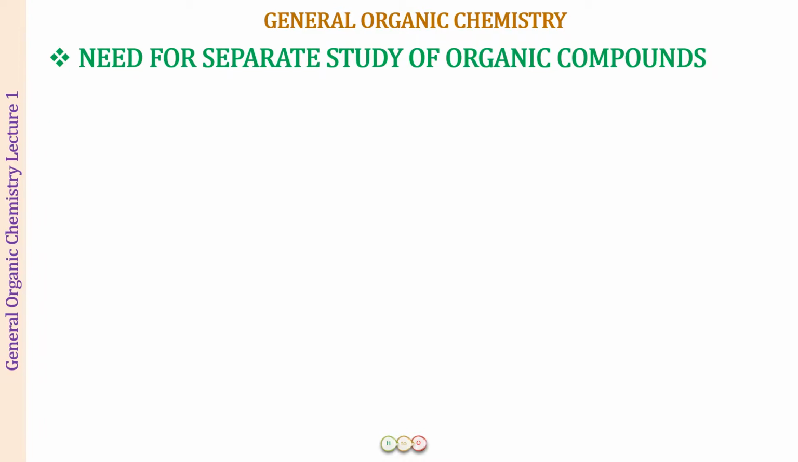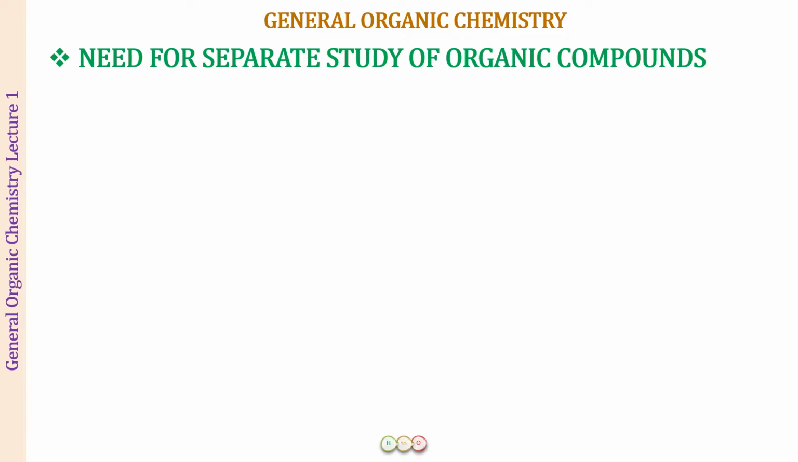Now let us understand why there is a need for separate study of organic compounds. We have a complete branch devoted to just one element, carbon, and its compounds, when all the 118 elements and their compounds are placed in one branch of inorganic chemistry. Even in those 118 elements, we have some compounds of carbon like carbon monoxide, carbon dioxide and so on. So we have one branch for 118 elements and their compounds, and one branch for just one element and its compounds. Why is it so?